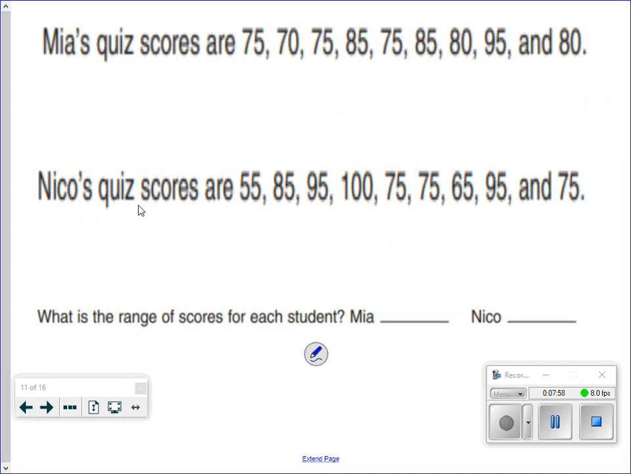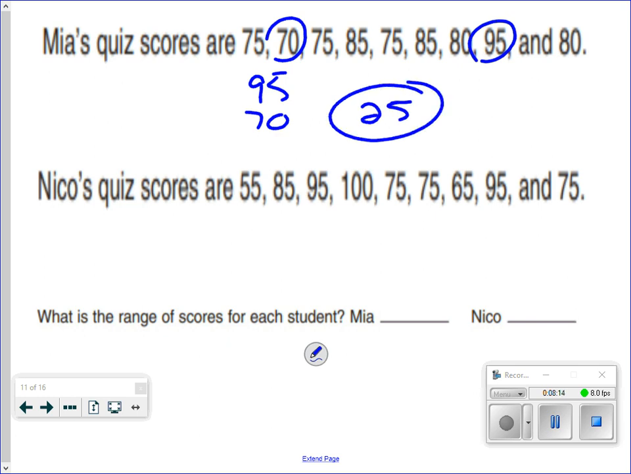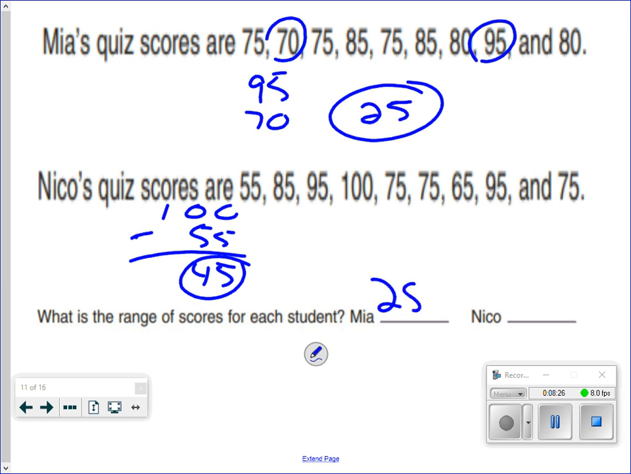Now, what's the range? The range we just said is simply to find the biggest and the smallest numbers. Maya's biggest number was a 95. Her smallest score was a 70. Her range is a 25 between the two tests. Nico's score, we had a 55, and we also had the 100. His range is a 45. So the range for Maya's score is 25. This is 45. This 55 really throws off his numbers a little bit.